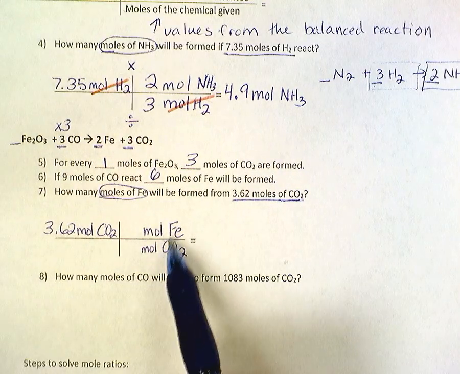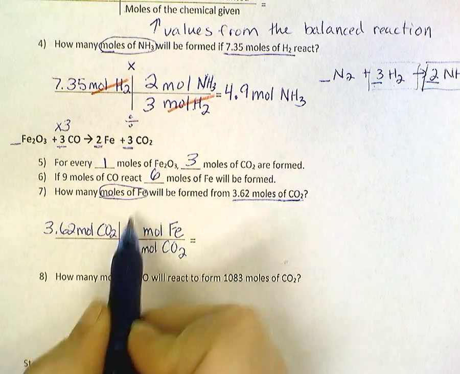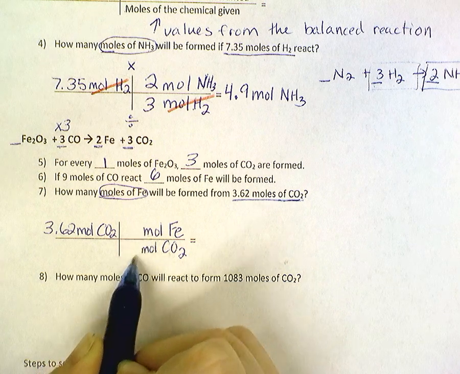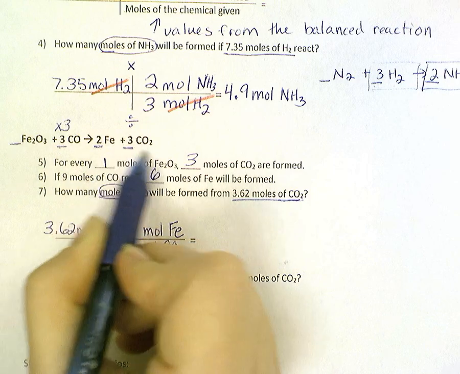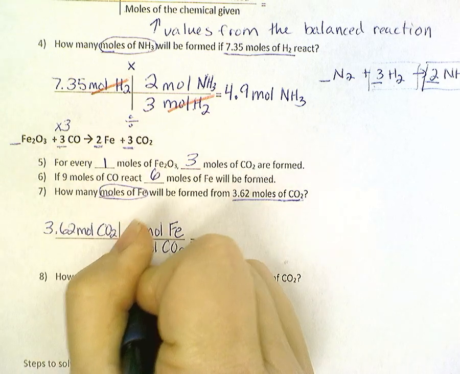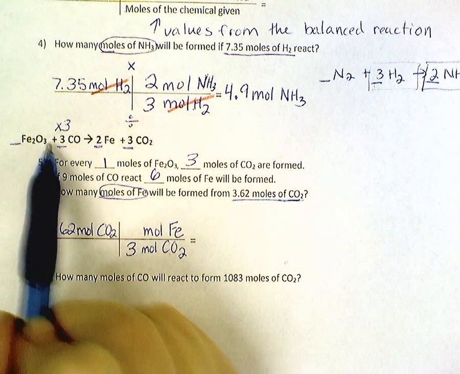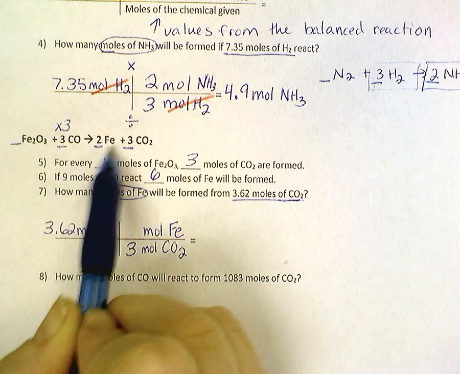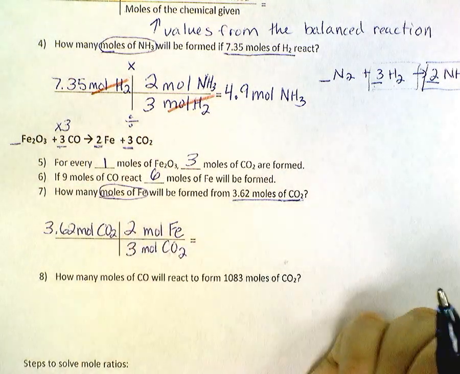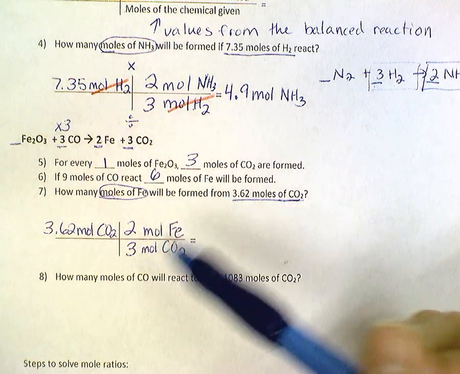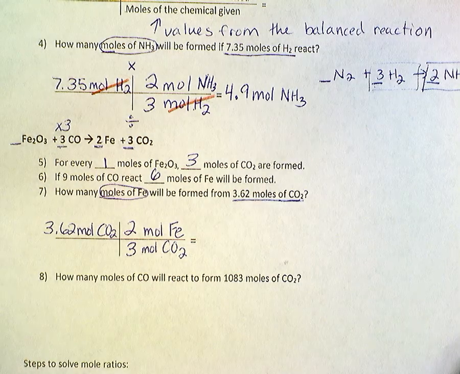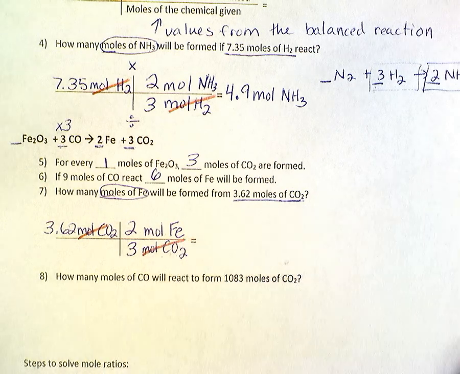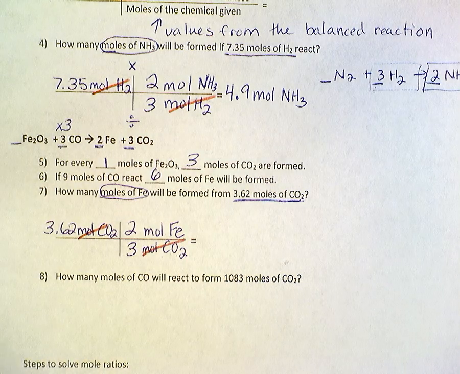Now we want to look at our balanced reaction and get our ratio. So we can find our moles of CO2. We find CO2 in the reaction, which is here, and its coefficient is 3. And we find iron Fe, and its coefficient is 2. So for every 2 moles of iron, we have 3 moles of CO2. Again, our units will cancel, and we can do our calculation.